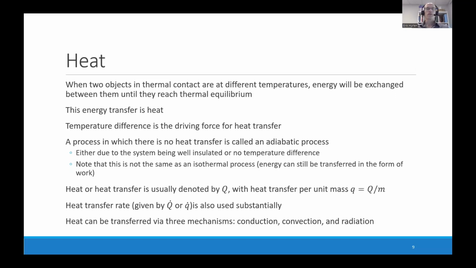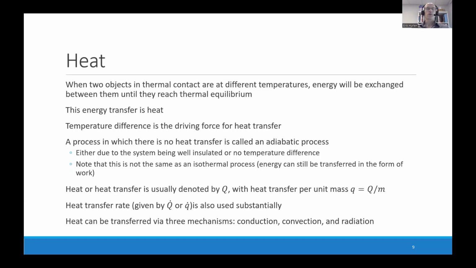Any process that does not involve heat transfer is called adiabatic. A system can be adiabatic by either being at the same temperature as the surroundings or by being thermally insulated from its environment. Note that just because a process is isothermal does not mean it is adiabatic. There could be equal amounts of work and heat coming in and out, keeping the temperature constant.